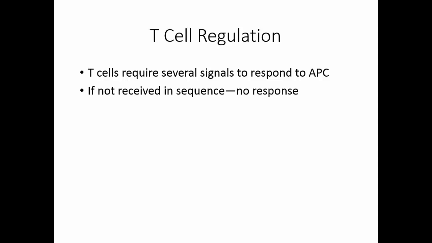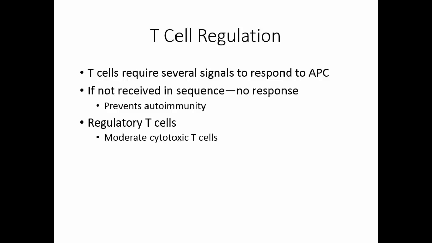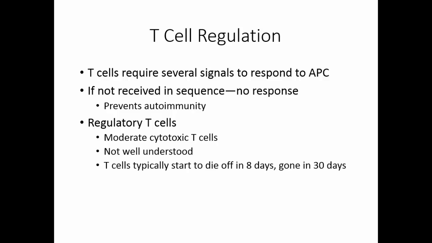T cells require several signals in order to respond to the antigen presenting cell, and we have to get all of those signals in the appropriate sequence. If they come out of sequence or if they don't come, then there is not a full response. This helps prevent autoimmunity, accidentally triggering a response when we shouldn't. Regulatory T cells are involved in moderating cytotoxic T cells. We don't understand the role of regulatory T cells well, but typically T cells begin to die off in about 8 days, and they're totally gone in about 30 days.